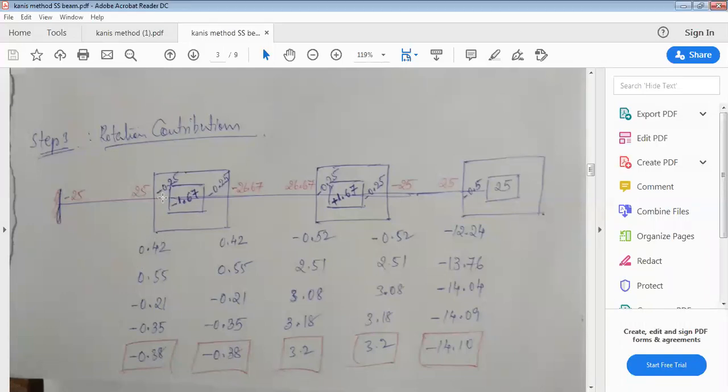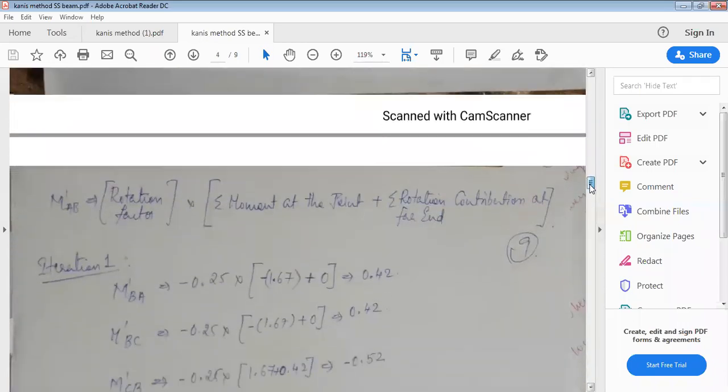How I will get minus 0.25: this is the rotation factor into, in bracket, summation of movement at this joint, minus 1.67, plus the far-end value. Initially we will not have this value, because only after calculating this value will we get this, so it will be 0 initially. So minus 0.25 into minus 1.67 plus 0, you'll get 0.42. Similarly for M dash BC you'll get the same value, 0.42.